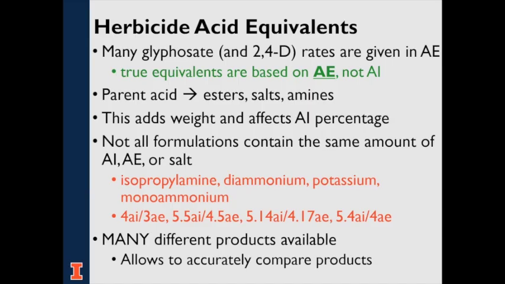To improve solubility or absorption, the manufacturer will convert a parent acid to an ester, salt, or amine. This conversion adds weight, which then increases the AI amount given on the label. That makes comparing products simply by AI very misleading. To accurately compare formulations, the AE must be used. Keep in mind, both AE and AI may be presented on one label.